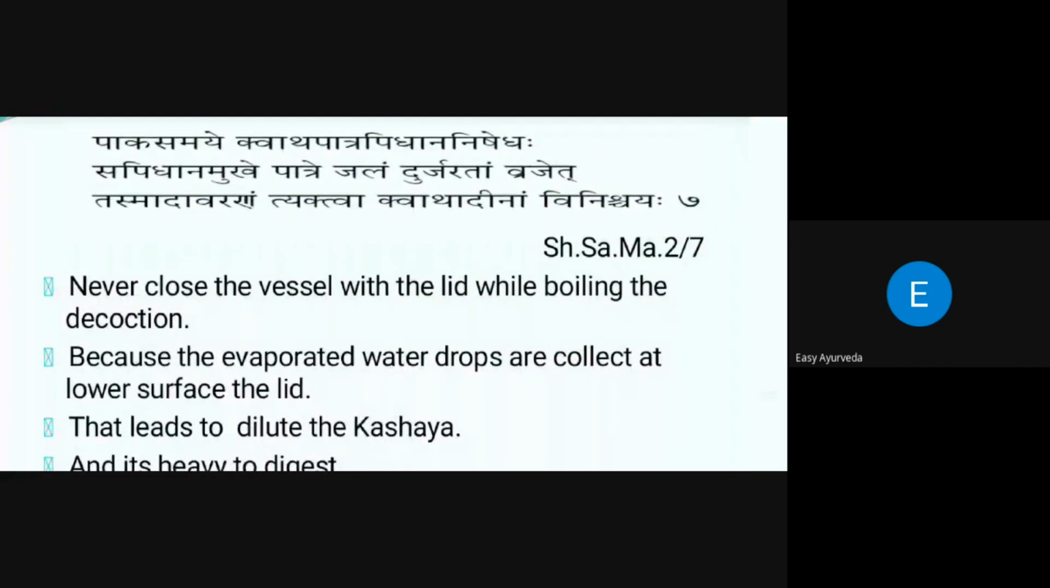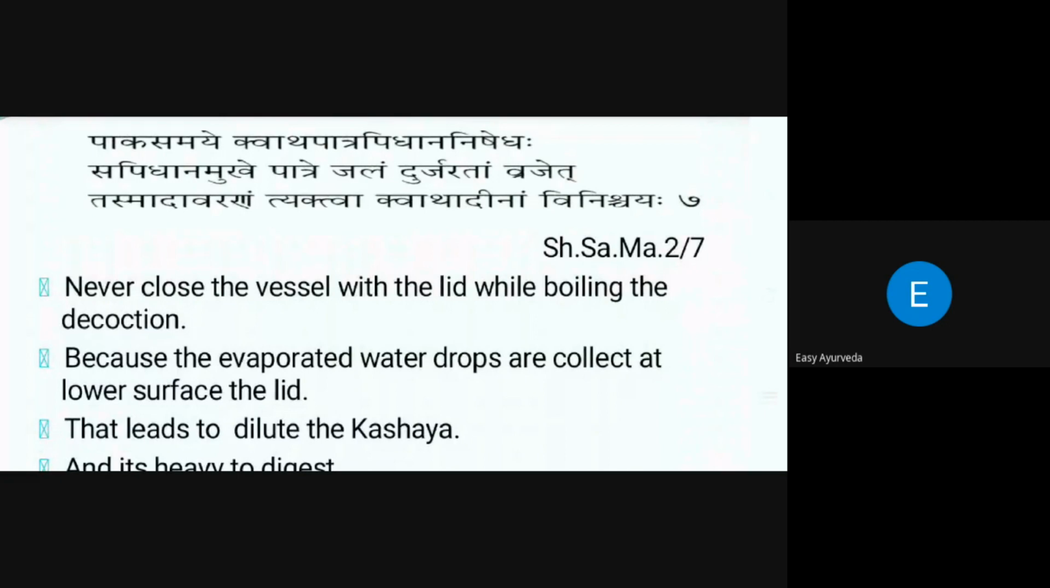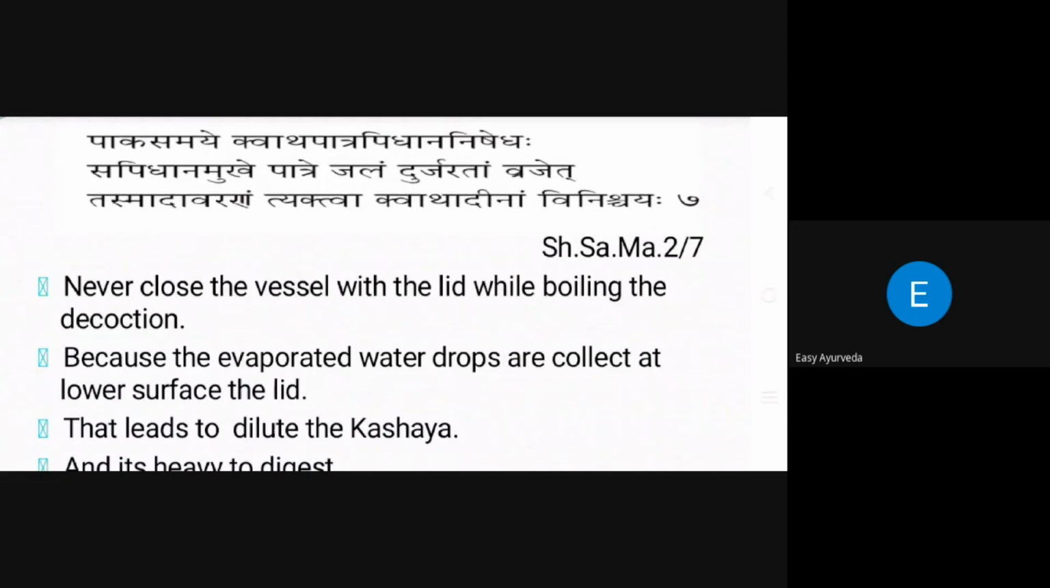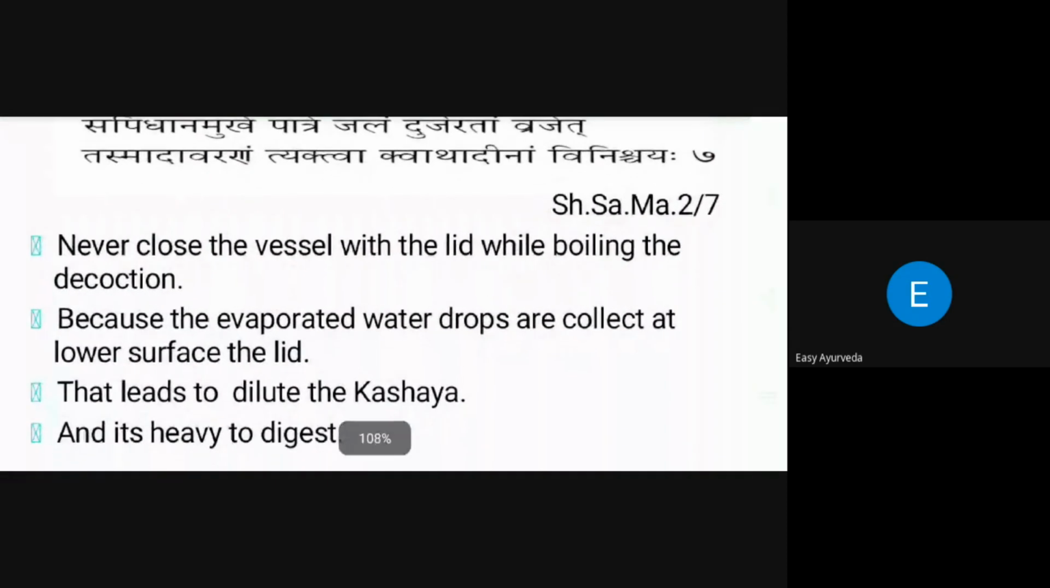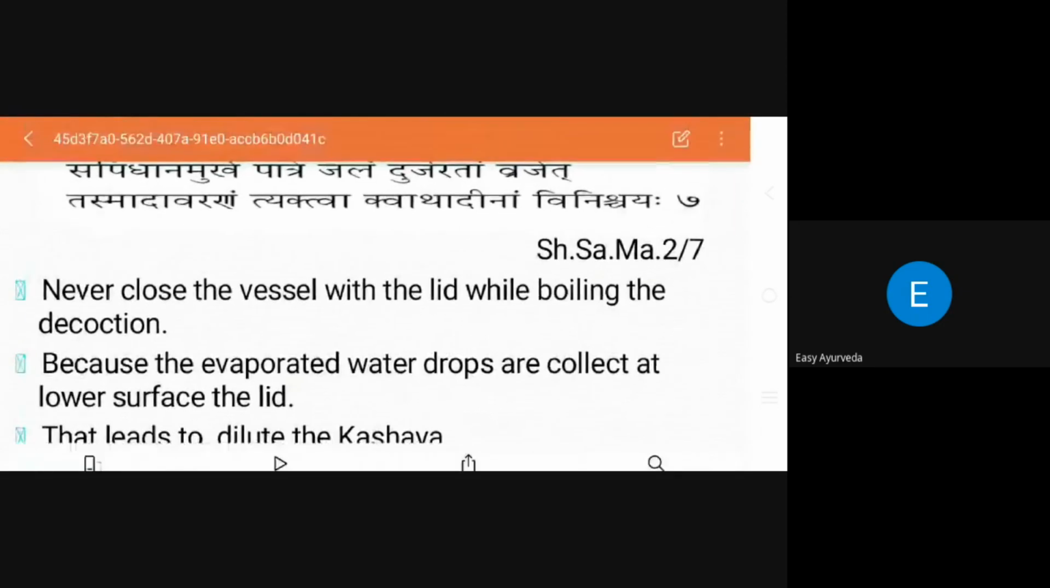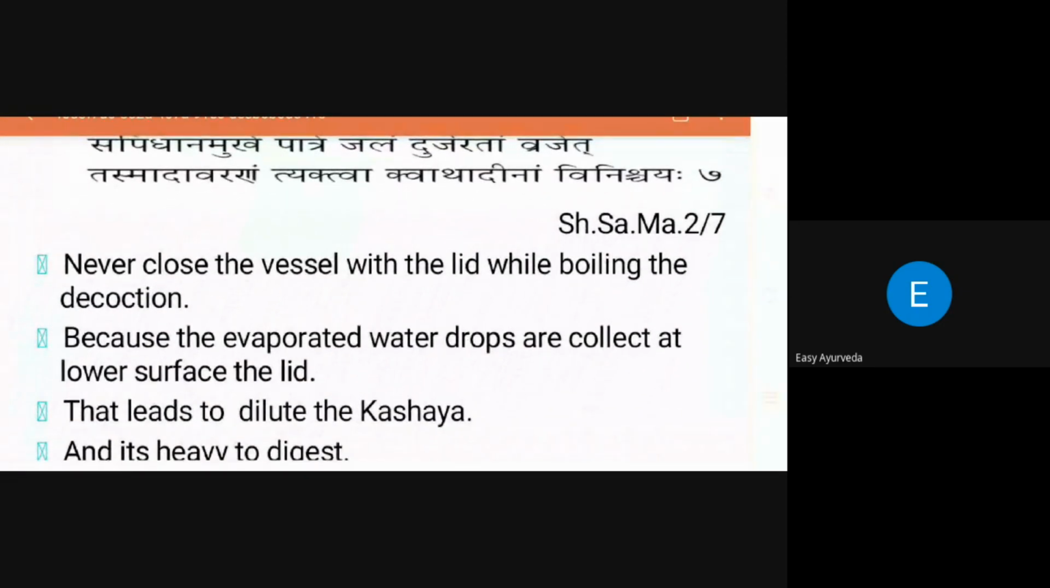The reason is, never close the vessel with a lid while boiling the decoction, because the evaporated water will collect as drops on the lower surface of the lid. When you open the lid to check, the collected water falls back into the same Kashaya. That dilutes the Kashaya, and it also becomes heavy to digest. The word Durjaram has been used in that context.